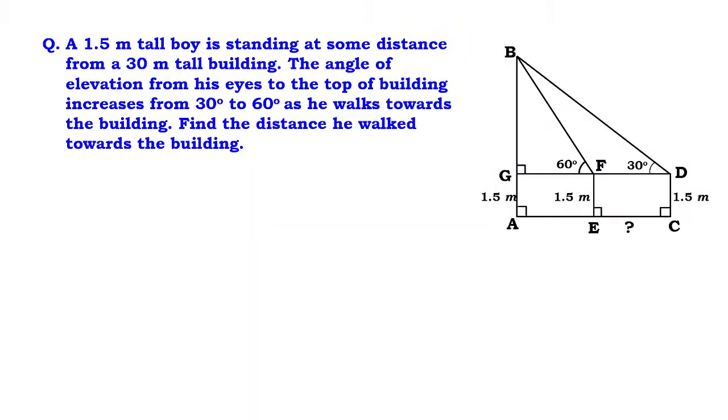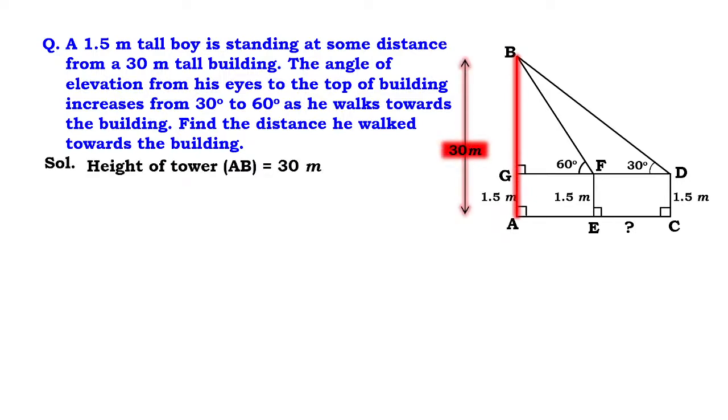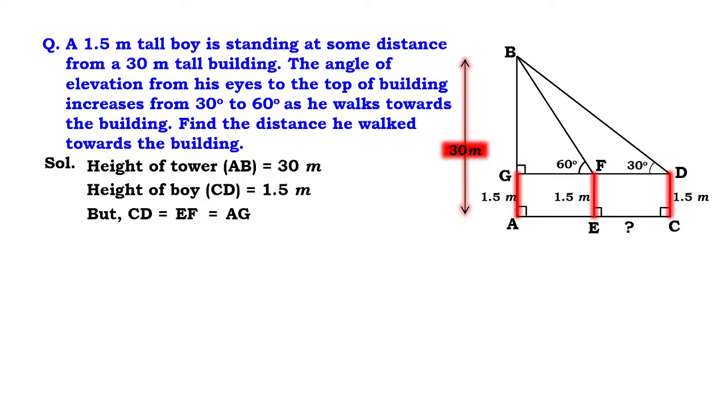Just naming all the points. The diagram looks like this. Yes or no? Right? Okay. So first look at this. The height of the building is given how much? 30. But in this, what is also included? The height of the boy, that is 1.5 meter, is also included.